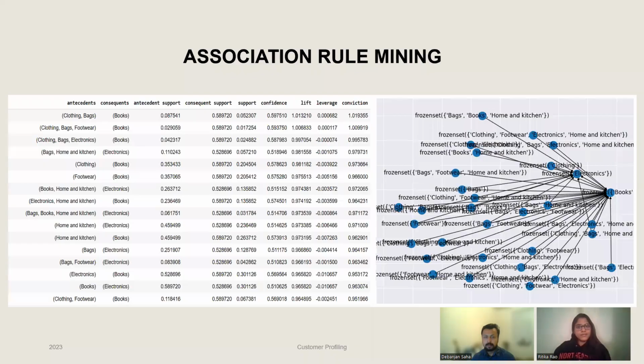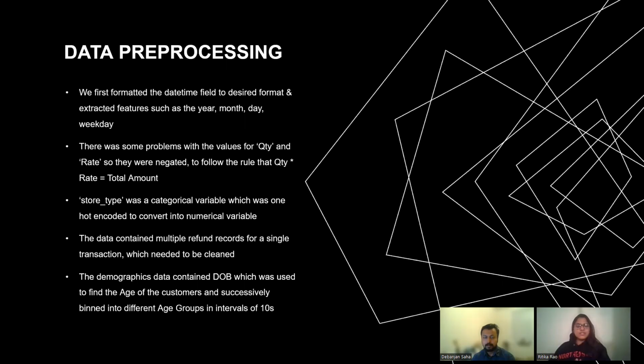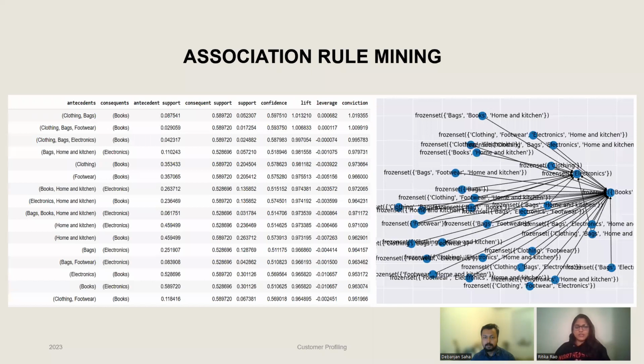Next. So as per our analysis, as you can see from the table, books and electronics are usually bought together with other items that customers are buying from the website. We can use this information to then suggest books and electronics whenever any customer is buying.